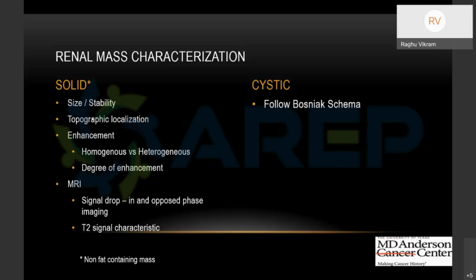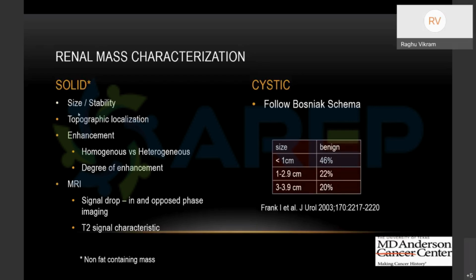So now let's talk about size and stability. Right. Now, when you talk about size, a lot of solid enhancing masses tend to be malignant. But the smaller the lesion, the more chances it is benign. This was seen by a large study, where if the lesion has a diameter of less than a centimeter, 46% of them tend to be benign. And as the lesion increases in diameter, the chances of it being benign decreases as the size increases. And that is how these renal masses actually behave.